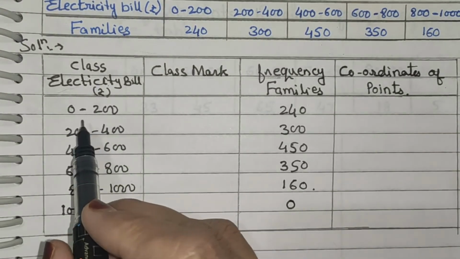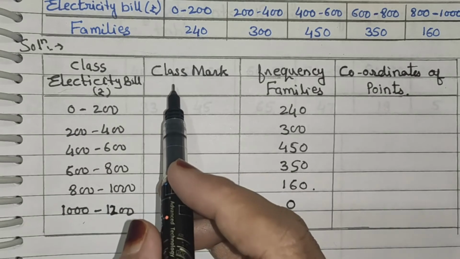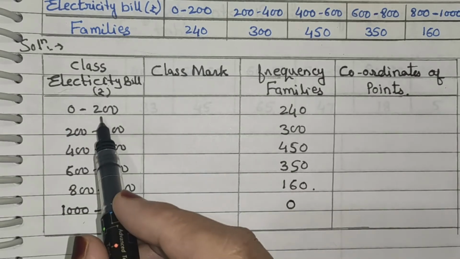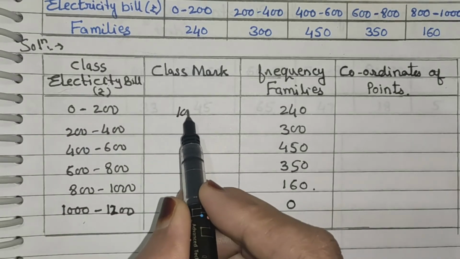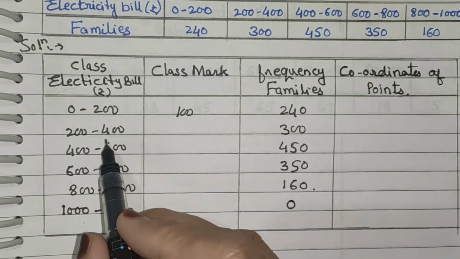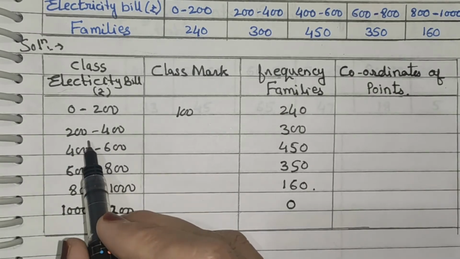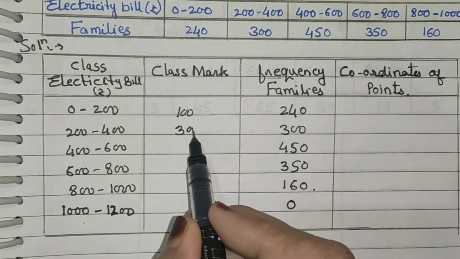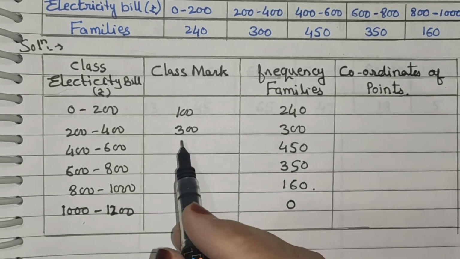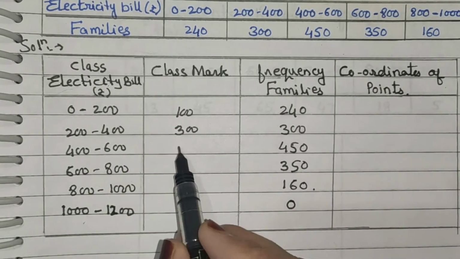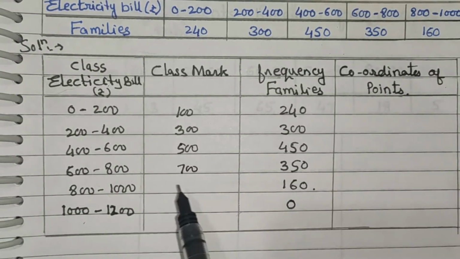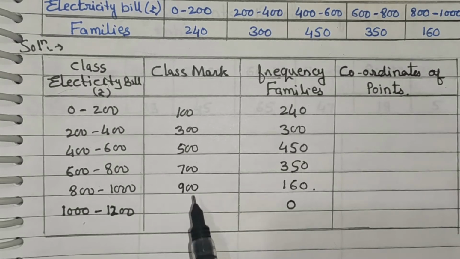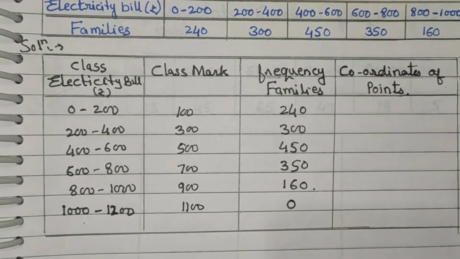0 to 200. We know that class mark is an average of lower class limit and upper class limit. Therefore, 0 plus 200 divided by 2, we get here 100. Second, 200 plus 400 divided by 2 means 600 divided by 2, we get here 300. Now, next one is 500, next is 700 and 900 and 1100.